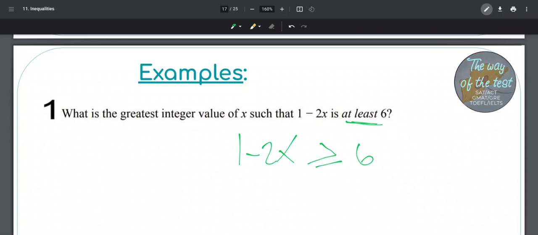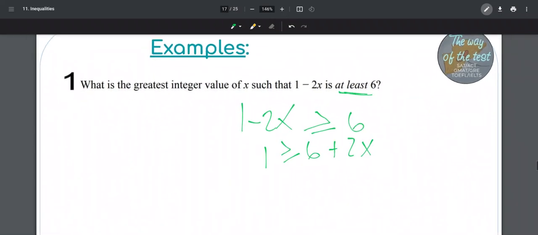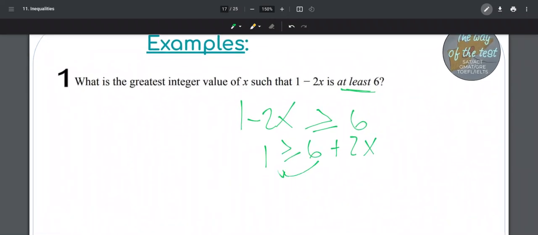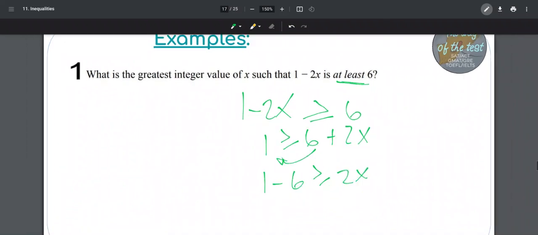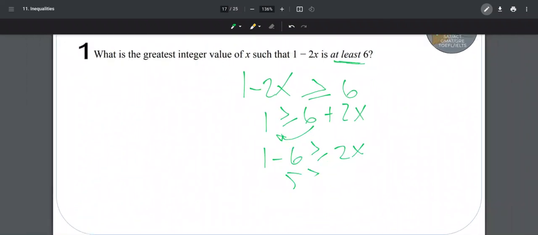So I'm going to solve for x. So I have 1 is more than or equal to 6 plus 2x because I want my x to be positive. So I'm going to move my 6 to the other side. 1 minus 6 is more than or equal to 2x. So I have negative 5 is more than or equal to 2x. So negative 2.5 is more than or equal to x.